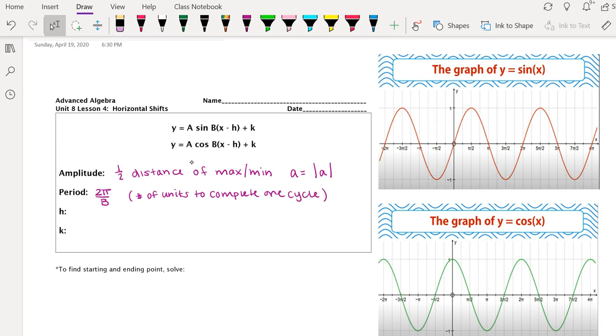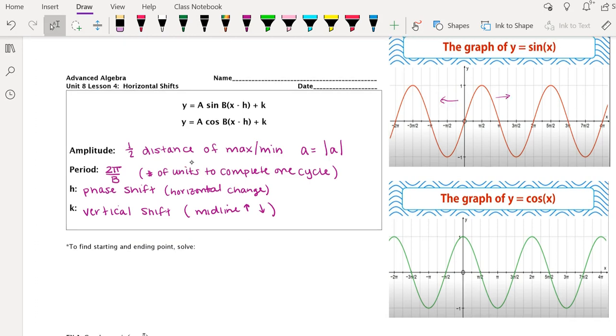Of the function. Okay? H is going to be what we call a phase shift, and that's my horizontal movement change. And then K is my vertical shift. And for the vertical shift, we are shifting the midline. So the midline goes up or down with the K value.